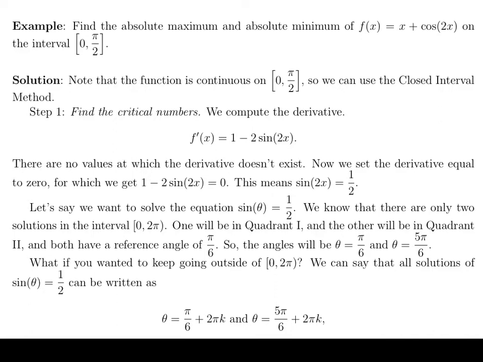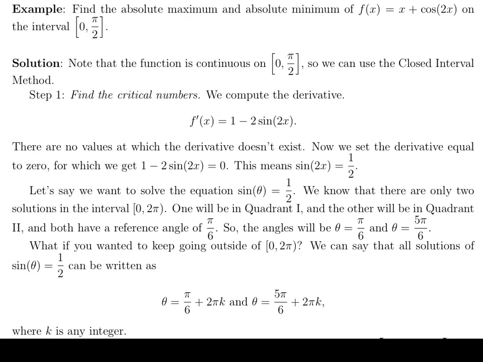So theta equals pi over 6 plus 2 pi k, and 5 pi over 6 plus 2 pi k will tell us every possible solution of this equation. We should mention that k is just any integer. Could be positive or negative. So now let's go back to solving this equation here.